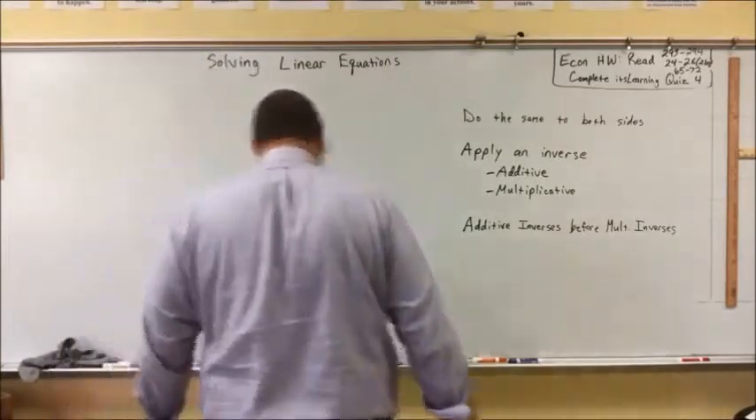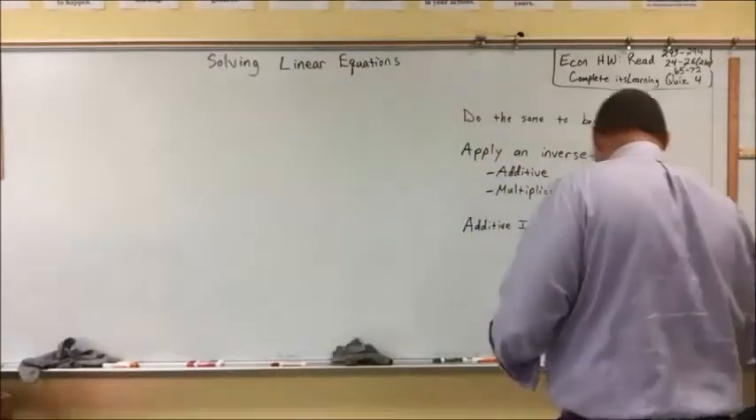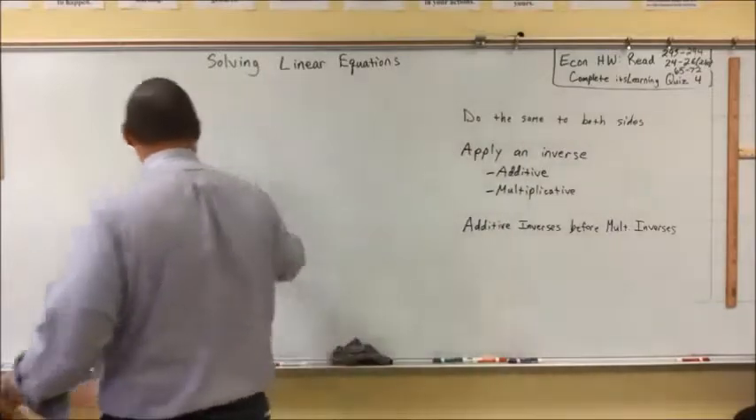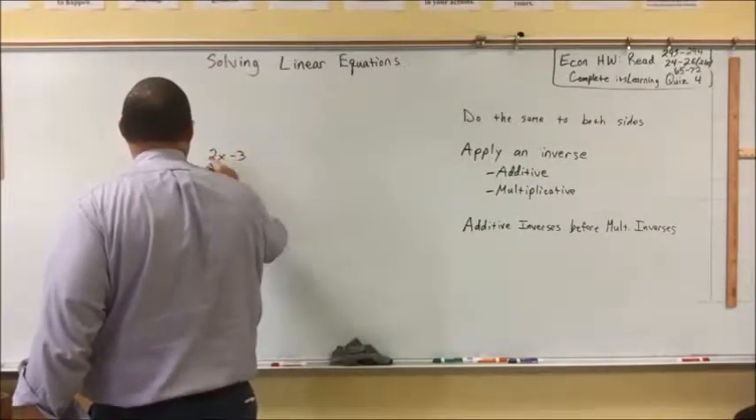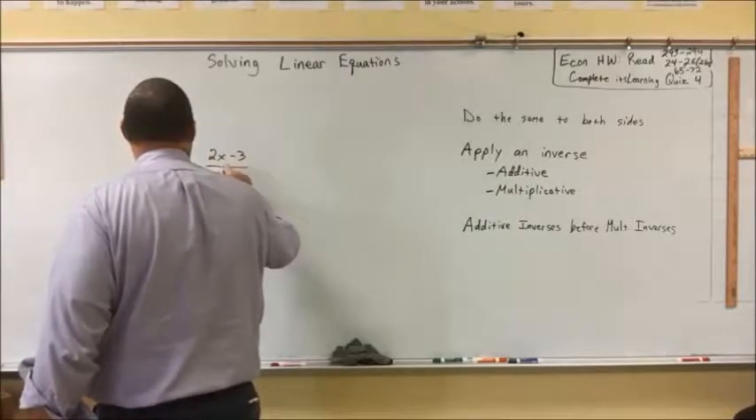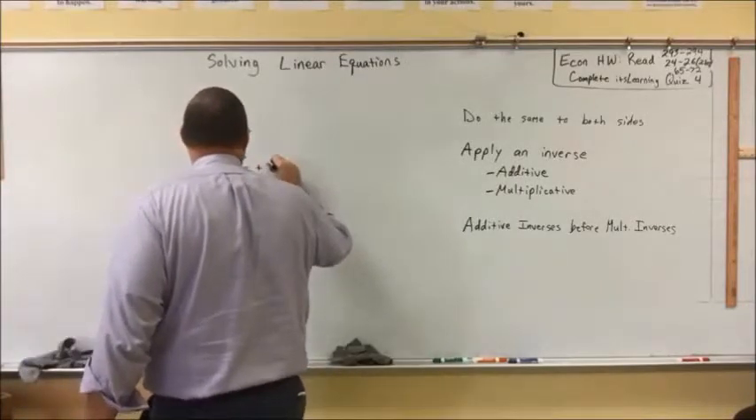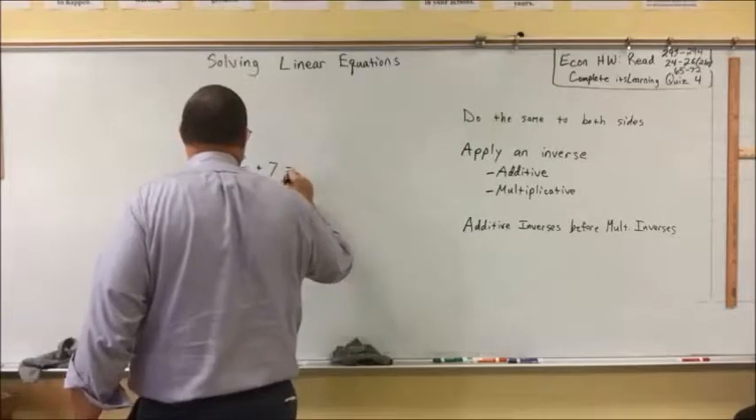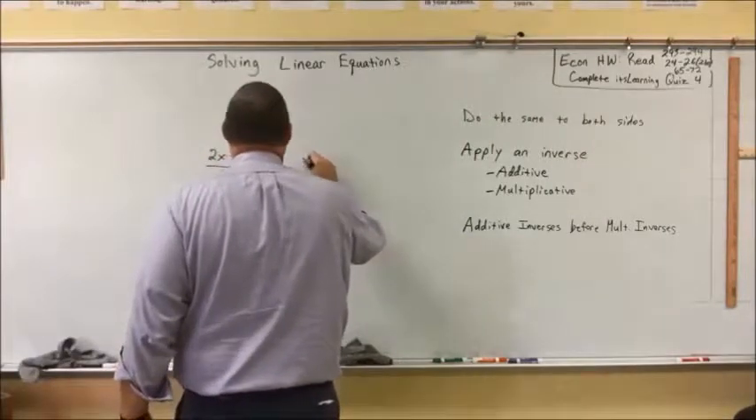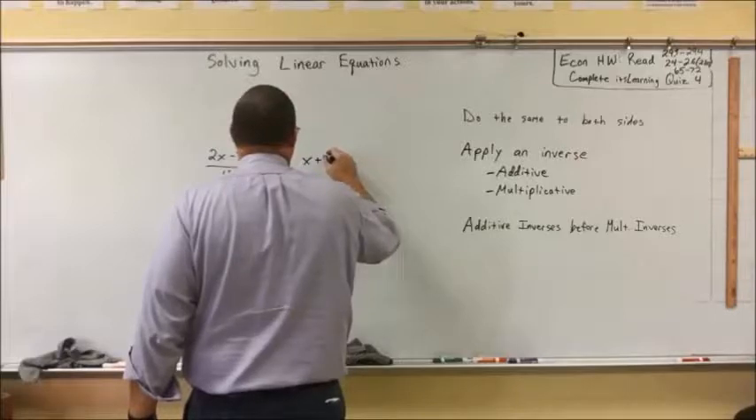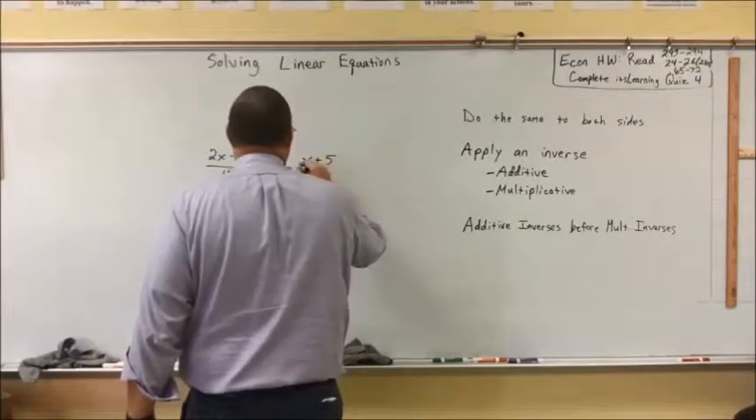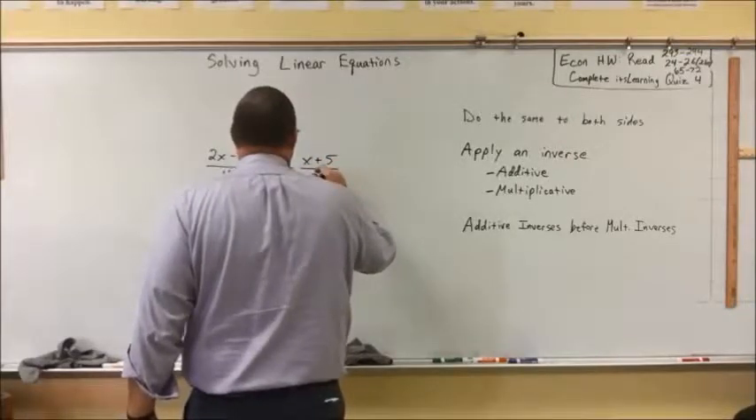Okay, let's look at one more kind of problem, sort of a crazy, crazy kind of problem. Let's say that we have (2x minus 3) over 4 plus 7 is equal to (x plus 5) over 5.